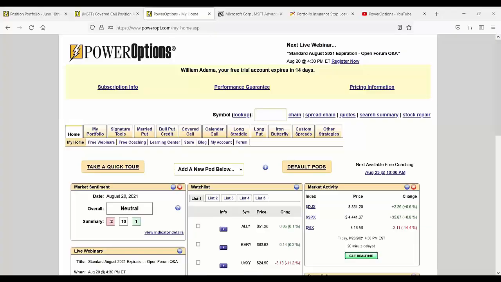Mike says, I have 100 shares of TWLO, Twilio. Which tool is the best use for weekly covered positions? The one thing you can easily do is use just the option chain.